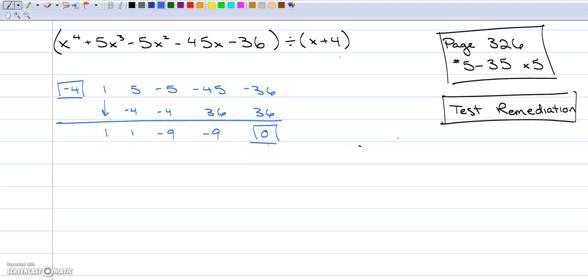Maybe you could change the number. What did you just identify? You just identified one of the zeros of this function. The answer for your quotient is x to the third plus x squared minus 9x minus 9. Final answer. Bonsoir.